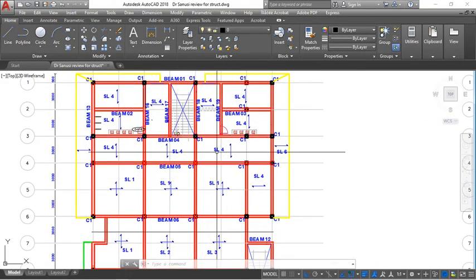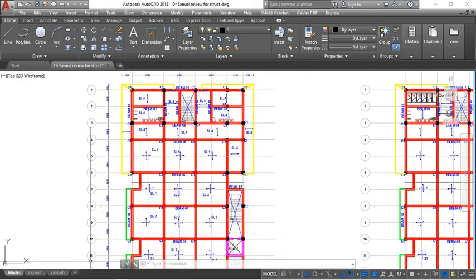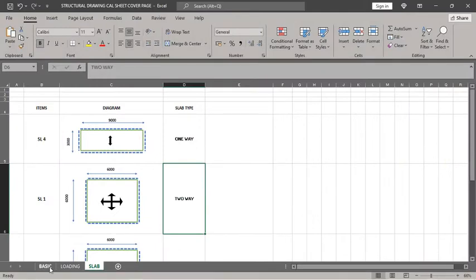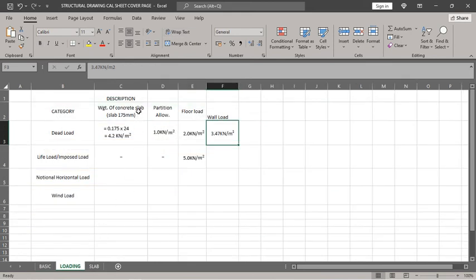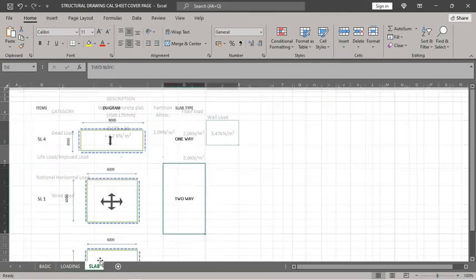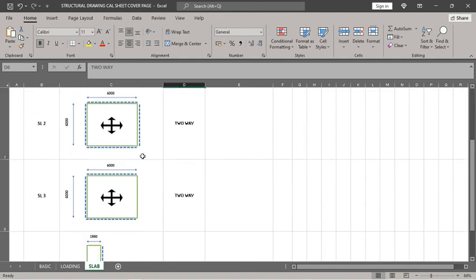Comment in the comment section if there's any clarification that you need. In summary, we are starting the slab design manually, and if you are starting any design, you need to have all this information first. You can pause the video and check the information as it appears in this Excel sheet, and the reference code is there. You need to start from this point, then get the load based on the assumption that this is my slab. My slab thickness is 175 mm.